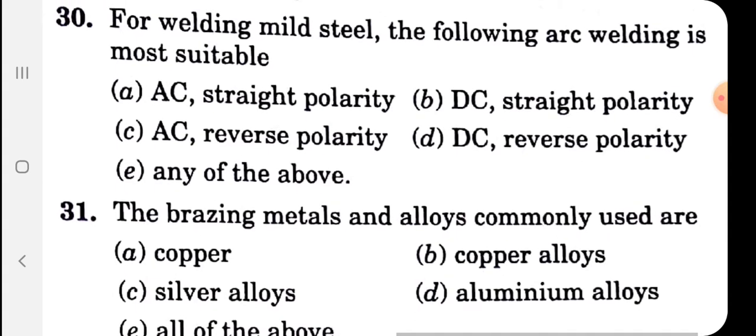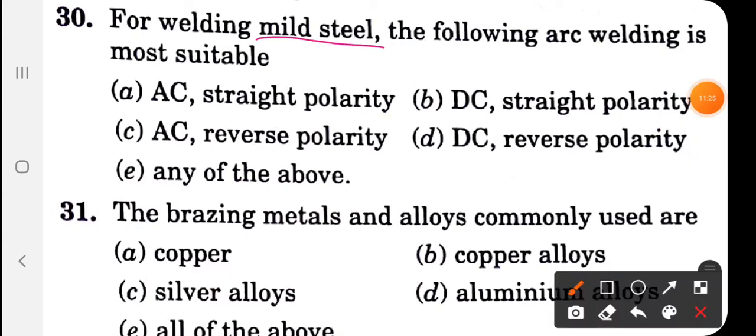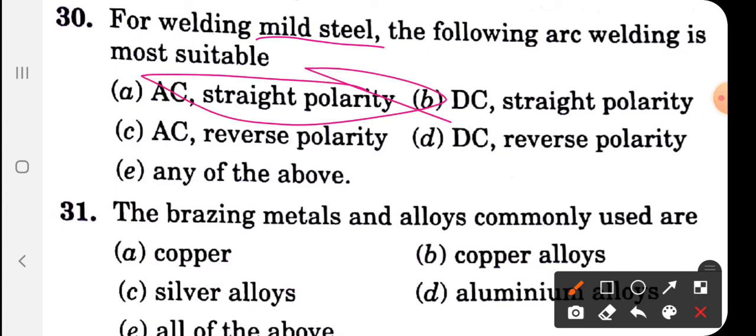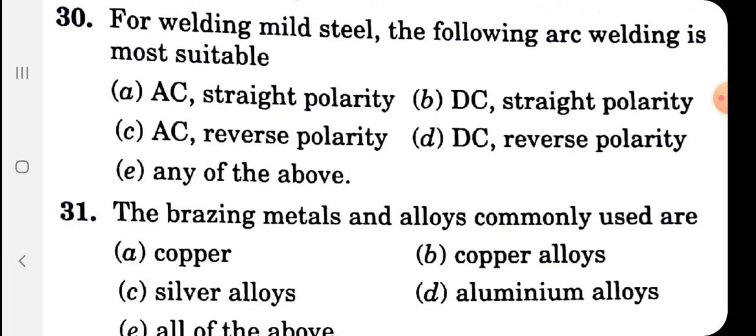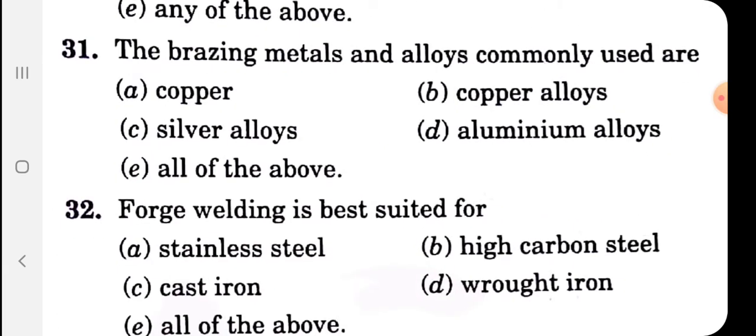Next, 30. For welding mild steel, the following arc welding is most suitable. So this is the mild steel. Which one is used mostly? So 30 is A, that is AC straight polarity. Mild steel, AC straight polarity.